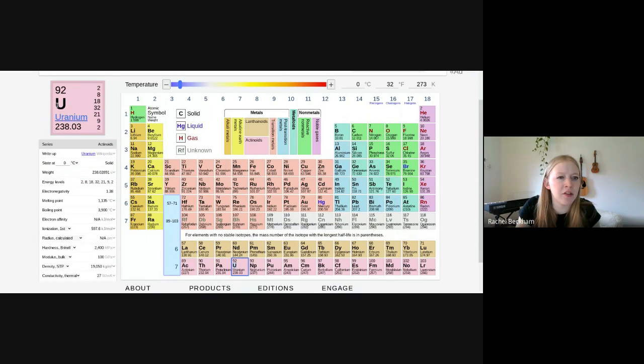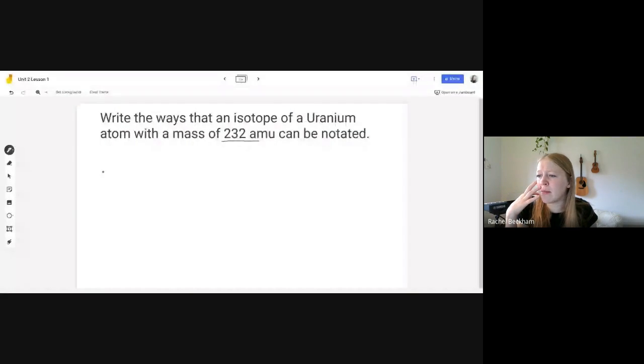Uranium's symbol is U. At the bottom here, I can see the overall average atomic mass, but that doesn't really help me in my specific case. But this number always stays the same. So uranium's symbol is U, and its atomic number is 92. So I'm going to go over here and I'm going to write that down. So uranium's symbol is U, and its atomic number is 92.